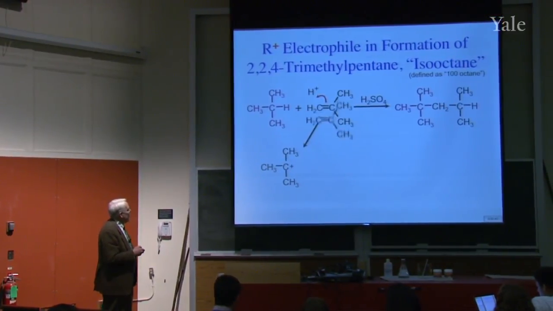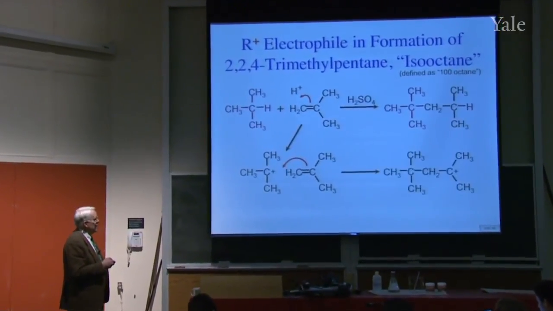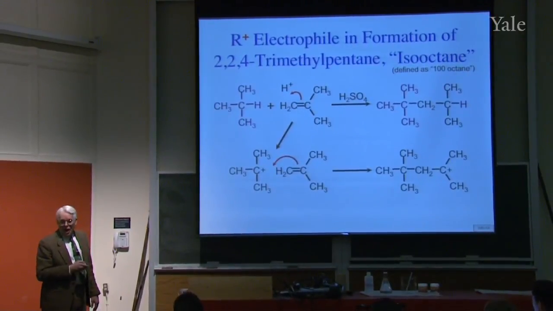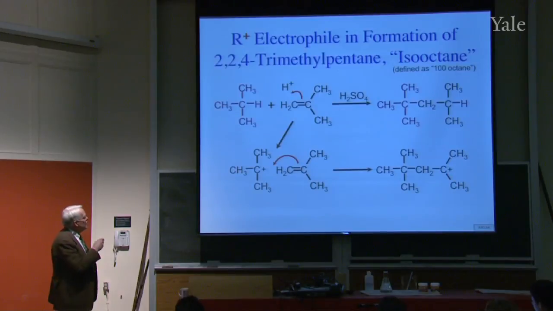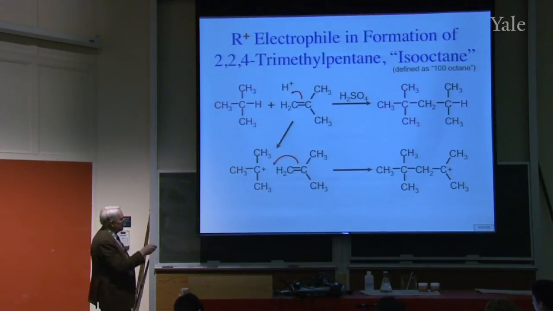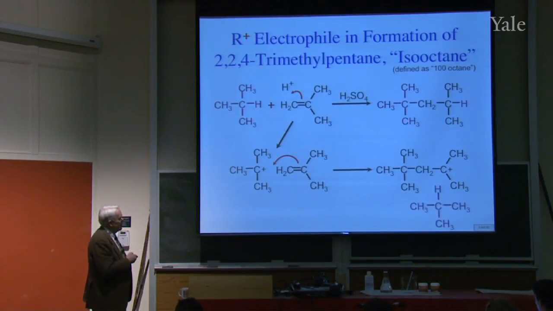And now the t-butyl cation can react with the alkene to give this. And now you'd say, why don't we just keep going? Well, it depends on what the situation is, and you'll see it can do that. But another thing it can do is react with this. Watch this, right? This is a tertiary cation, but it's rather hindered, right?